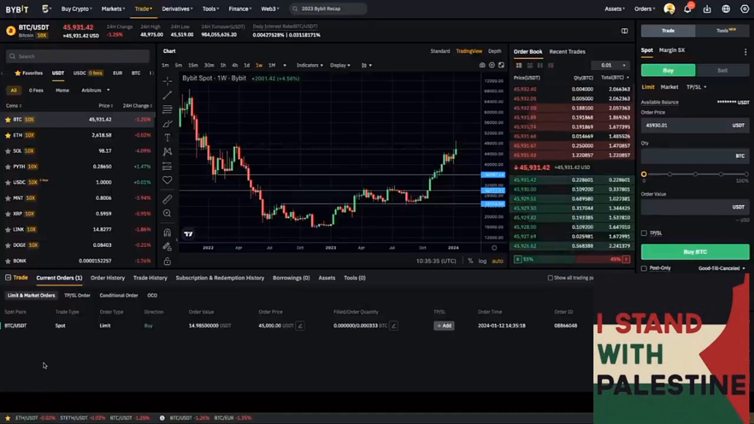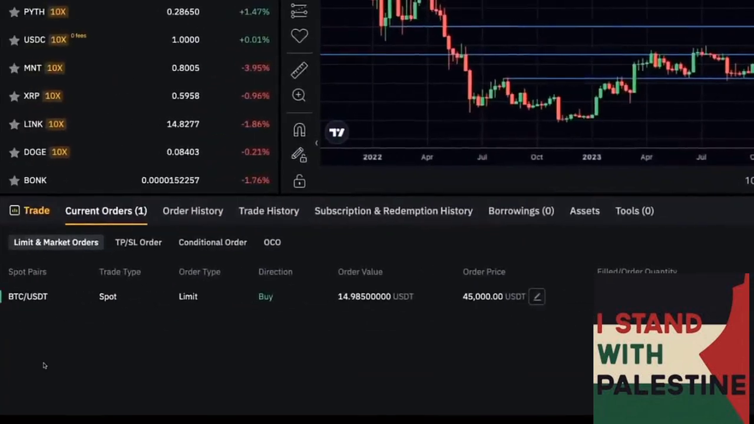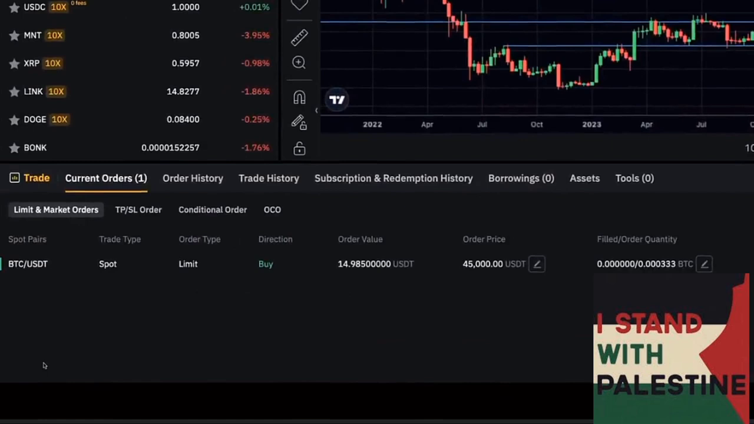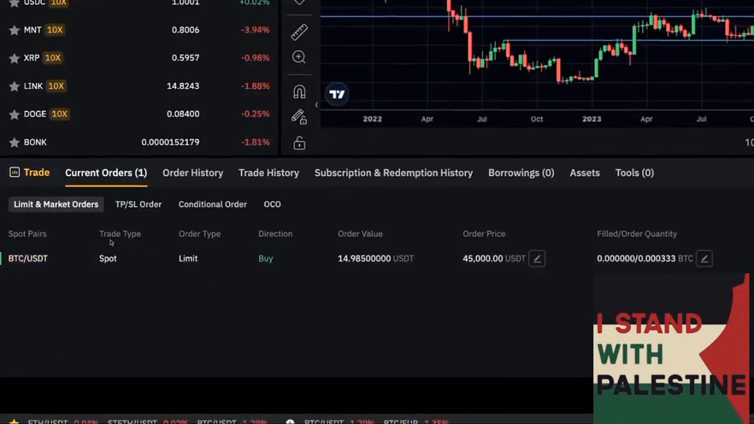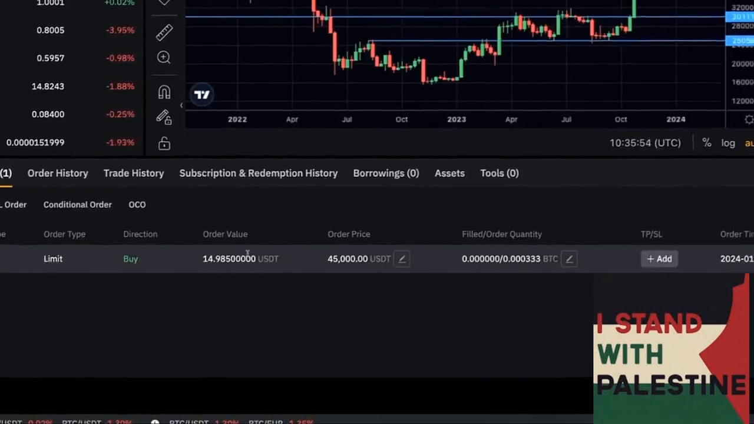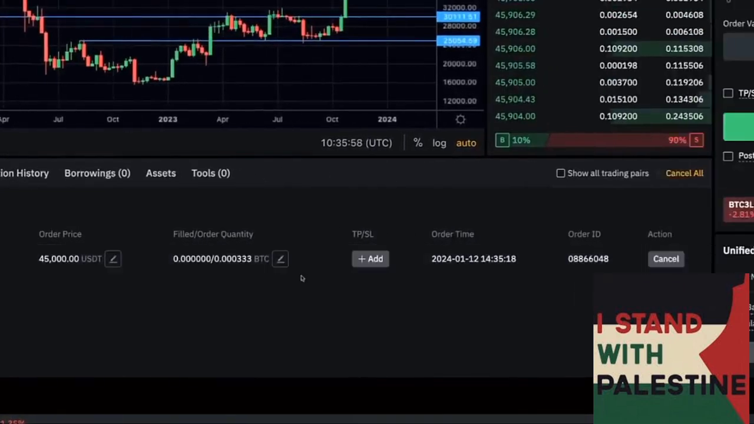The order is working. It's known as a working order because it hasn't traded, but the system, the platform, the exchange is saying, if the market price gets down to 45 and if there's a seller there, we'll trade your order at 45. We've got that instruction. So we're a buyer of Bitcoin. The order value, the price, and how much is filled, which is currently 0, right?